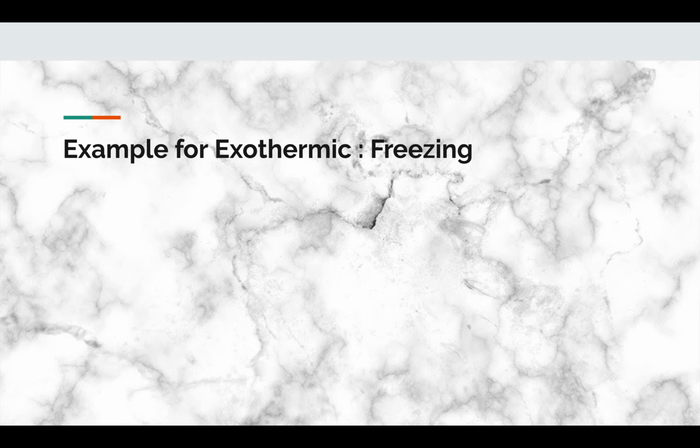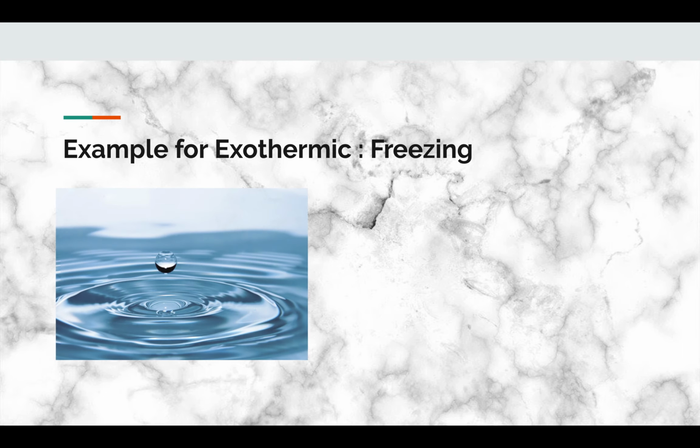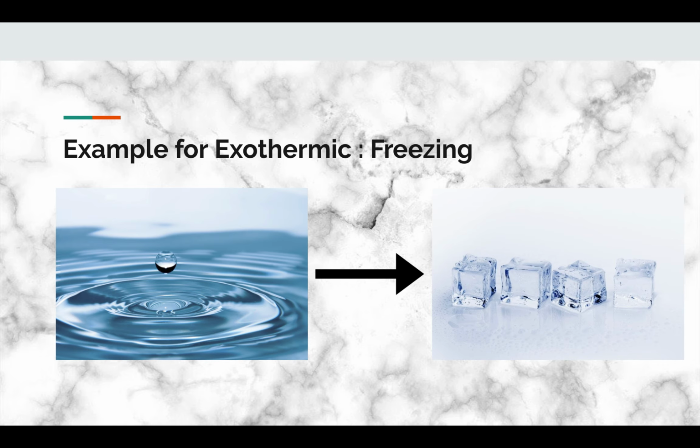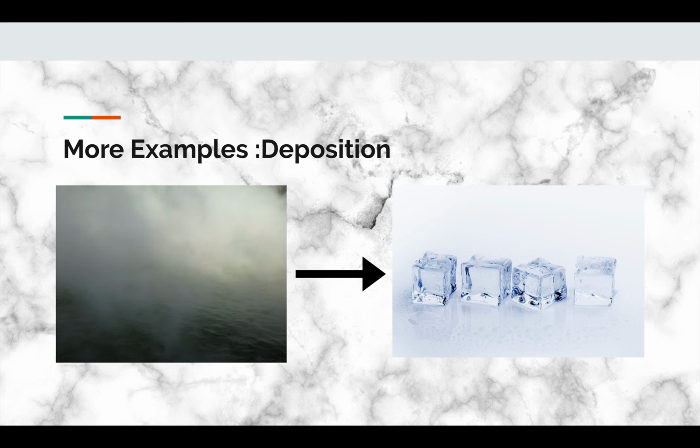And now an example for exothermic is freezing. When a liquid goes to a solid, it releases heat, which is why the delta H is negative, and that's why it's exothermic. Some more examples: deposition, which is when a gas goes into a solid, and another example is condensation, which is when a gas goes into a liquid.